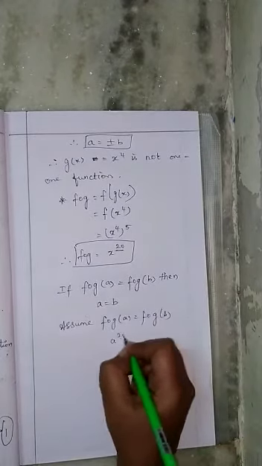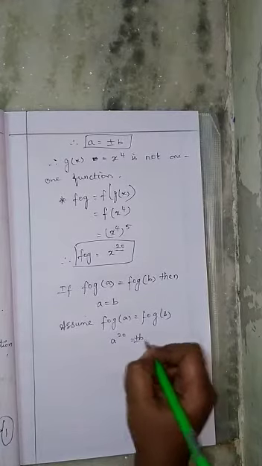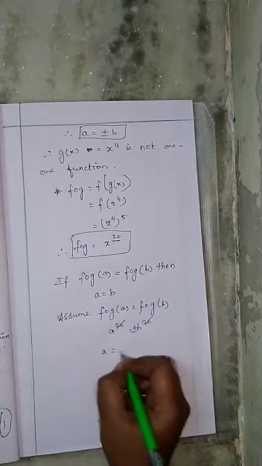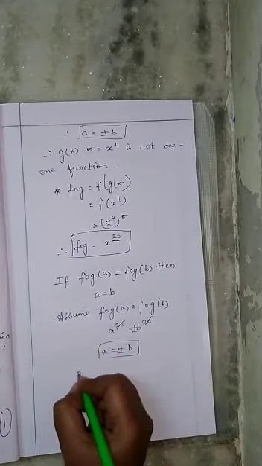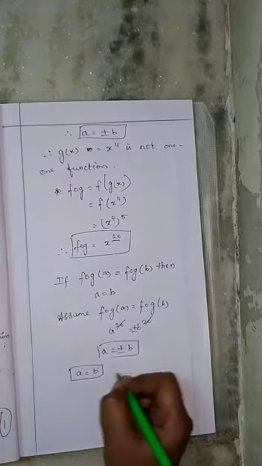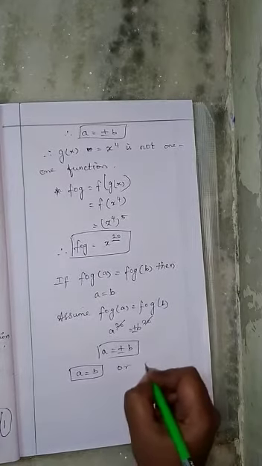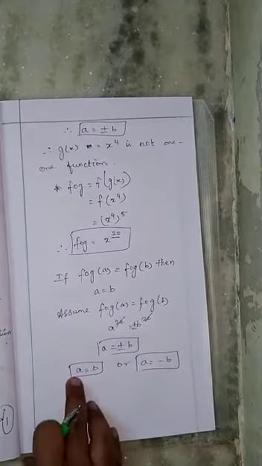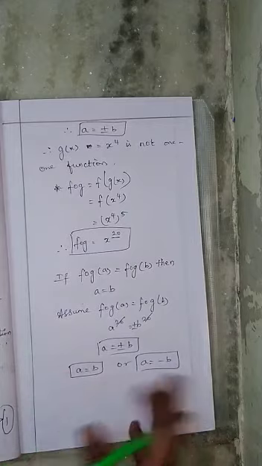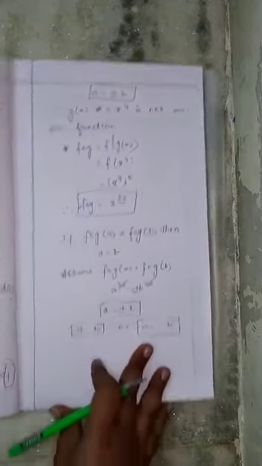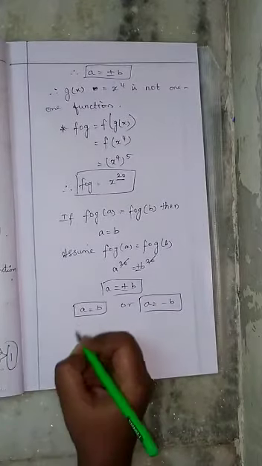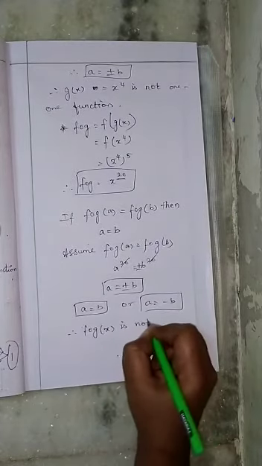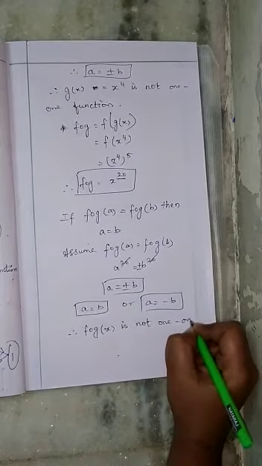So a power 20 equal to b power 20. So 20 cancels, so a equal to plus or minus b. So if you put a equal to b or a equal to minus b, it is getting two values, right? If you put 1 here, 1 and minus 1, so 1 and minus 1 are mapping with the same element. Therefore f of g of x is not 1 to 1, is not a 1 to 1 function.